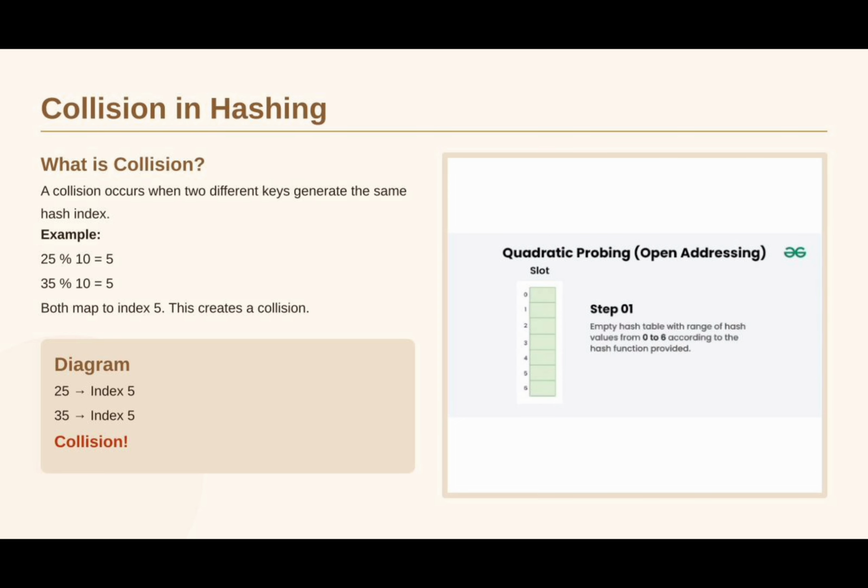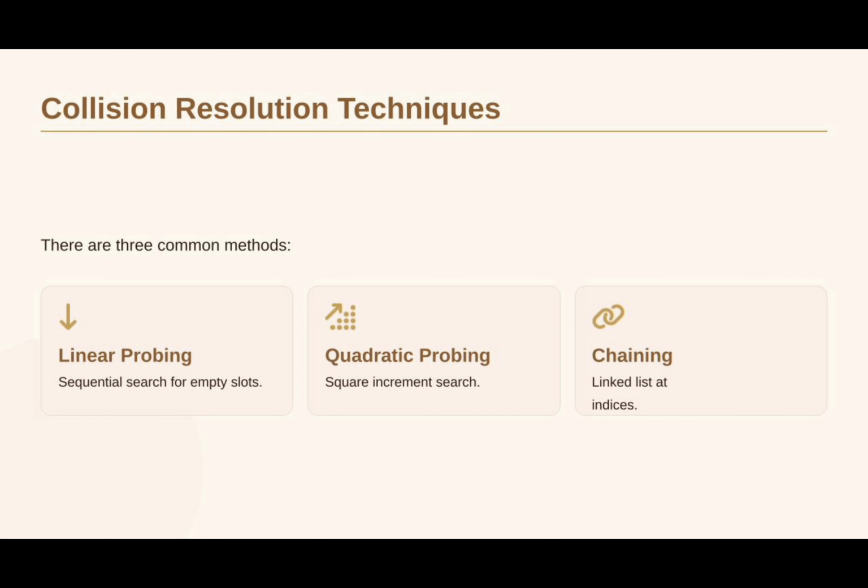Collisions are very common in hashing because the number of possible keys is usually much larger than the number of available locations in the hash table. Therefore, we need special techniques to handle collisions effectively. To solve collisions, several collision resolution techniques are available. In this seminar, I will discuss three important techniques. The first one is linear probing, the second is quadratic probing, and the third is chaining. Each method has its own advantages and way of handling collisions. Let's look at each one in detail.